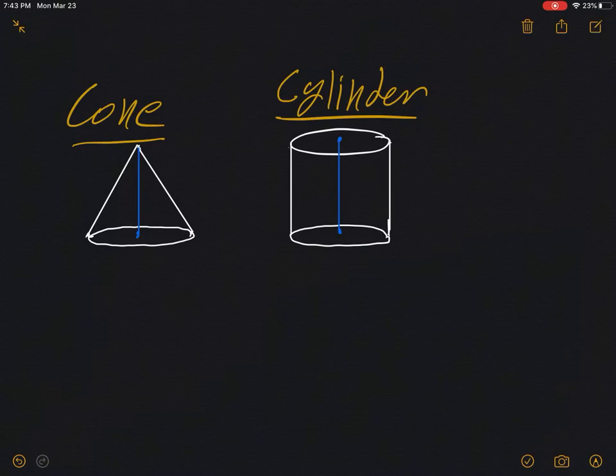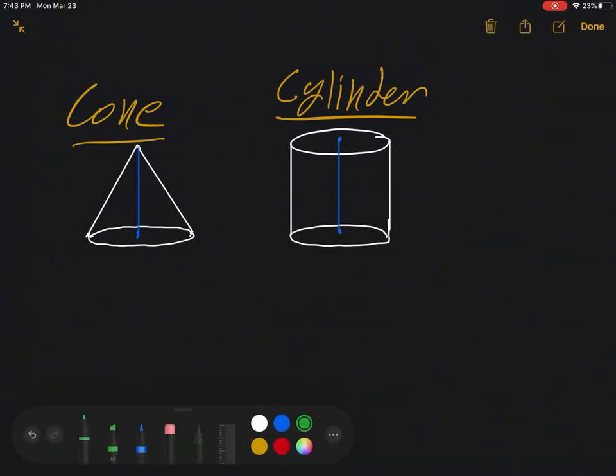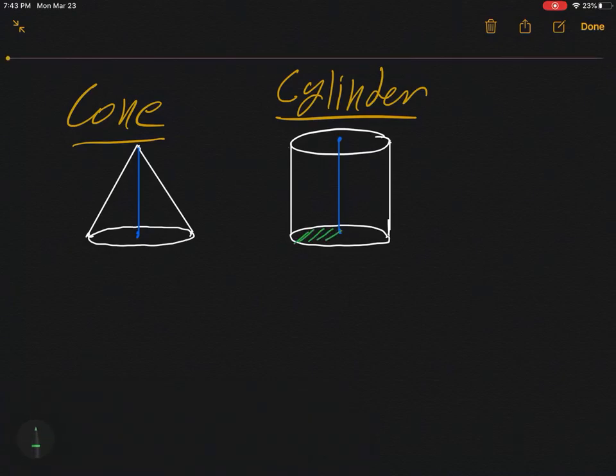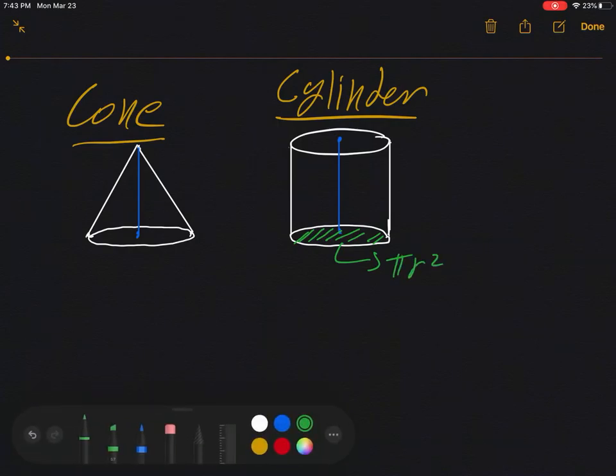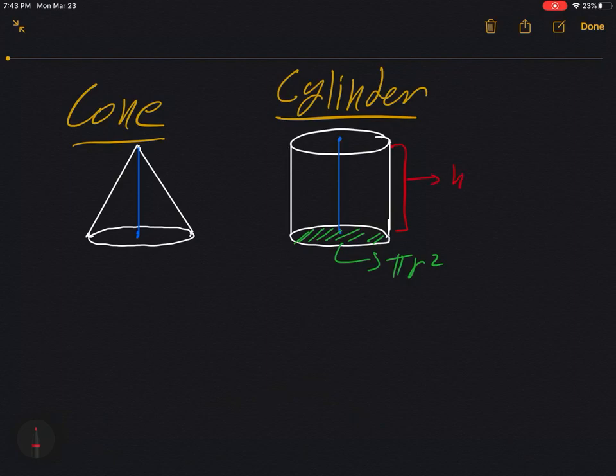First, we know previously that the cylinder consists of just a circular base. There is a circular base there that has an area of pi r squared, and there is a height there. This is the height. Let's call it h.